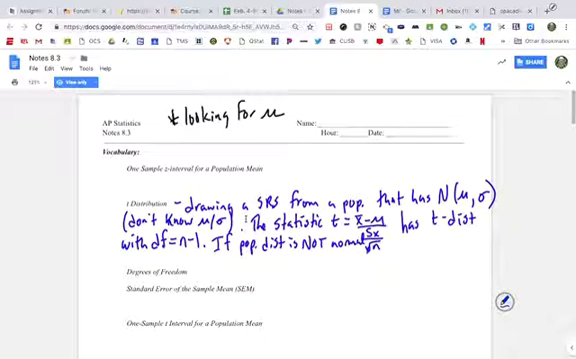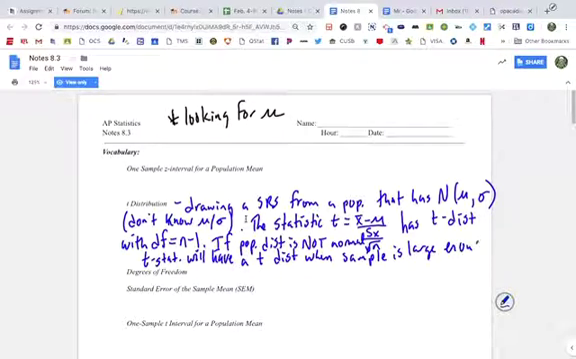Okay? If your population distribution is not normal, if it's not normal, your t statistic will have a t distribution when our sample is large enough. Now, so again, since we're working with means, remember our normality definition for means is 30, and you're going to find it's fairly similar when it comes to the t distribution. So degrees of freedom, again, you don't really need to know what degrees of freedom is outside of the fact that it's n minus 1.